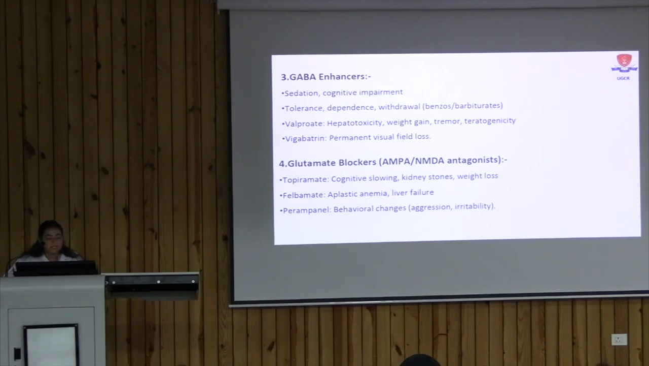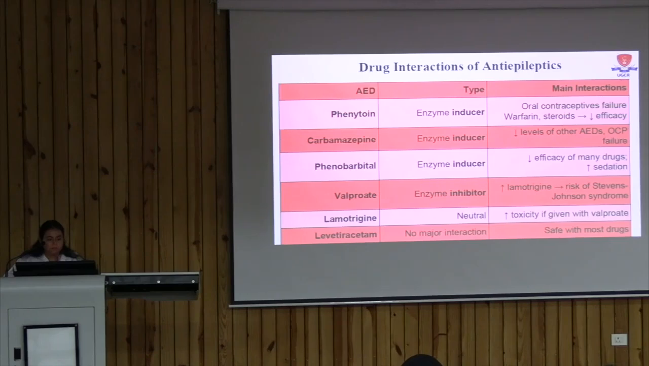Glutamate blockers, which are AMPA or NMDA antagonists, include topiramate, which can cause cognitive slowing, kidney stones, and weight loss, while felbamate can cause aplastic anemia and liver failure. Perampanel can cause behavioral changes like aggression and irritability.